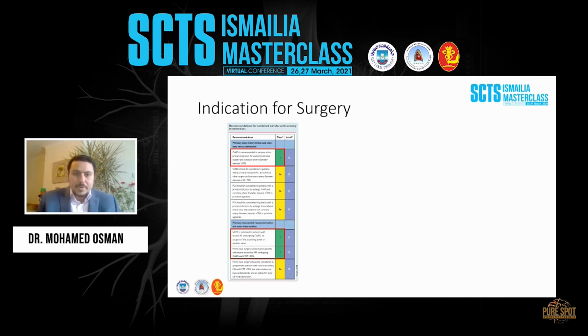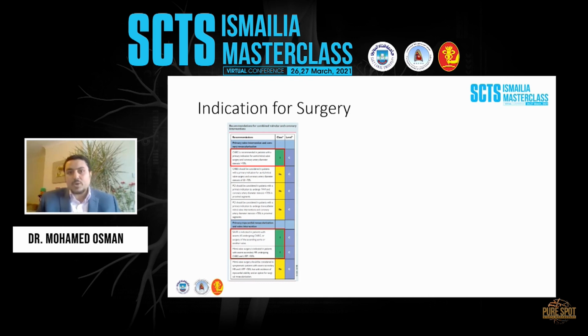Then the indication of cardiac surgery in special circumstances. I would start with patients who have combined coronary and valvular disease. If the patient is going for a valve surgery such as AVR or mitral surgery and has a coronary lesion of more than 70%, this patient should have bypass surgery in the same setting.